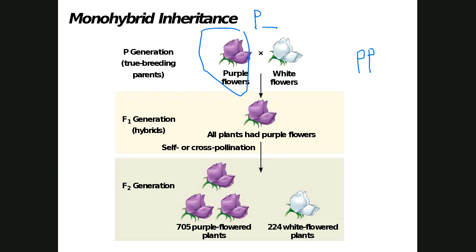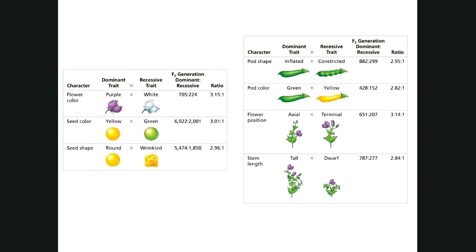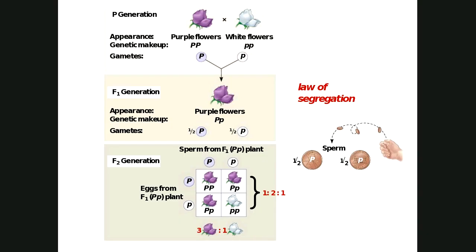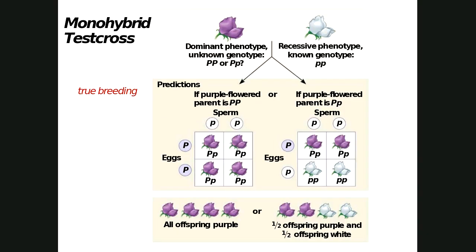So what we worked out in class is this idea of doing a test cross. So we're doing a test cross. The question is stated. This is the hypothesis right up here: is this true breeding or not? And the answers, those are Punnett squares down below.